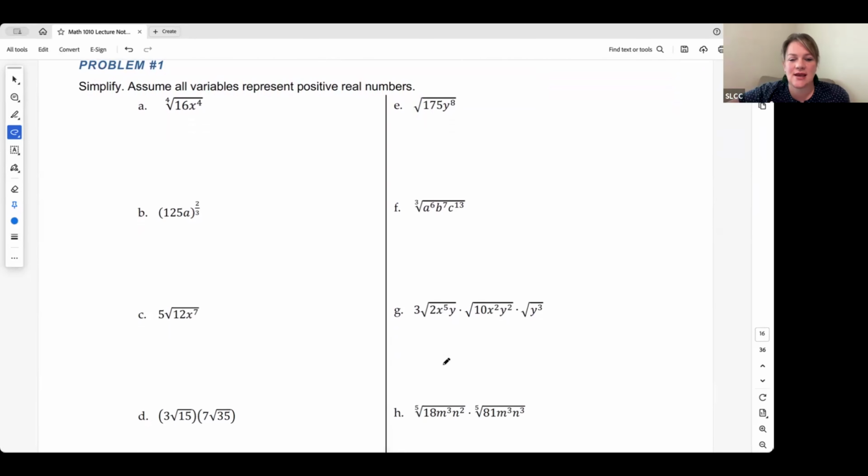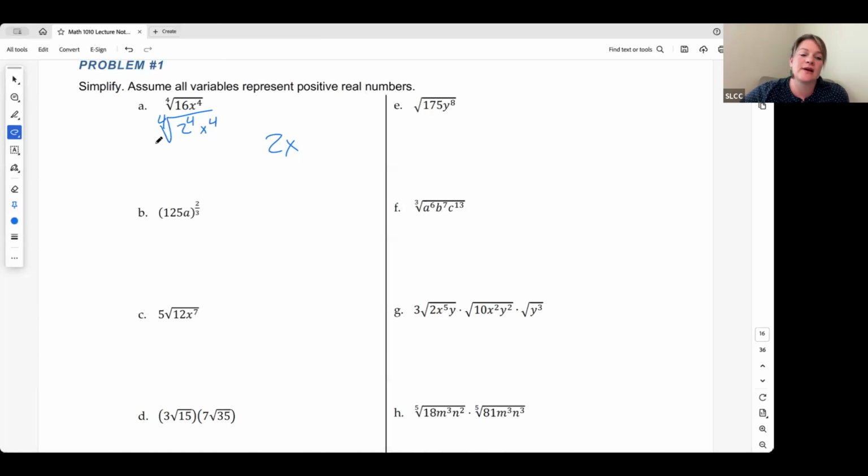Okay, same idea. We're trying to simplify, so we can take this whole piece and split it up into what can come out and what has to stay in. But I'm not quite sure about the 16, so change it to primes. 16 is, oh, that's 2 to the 4th. Okay, so that can be helpful. I have the 4th root of 2 to the 4th, and I have x to the 4th. Both of those can come out because 4 and 4 are both divisible by 4. So this just gives me 2x, and you're done.